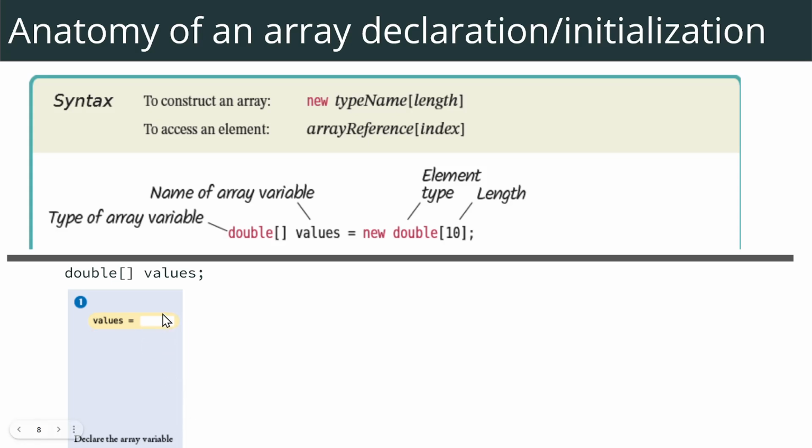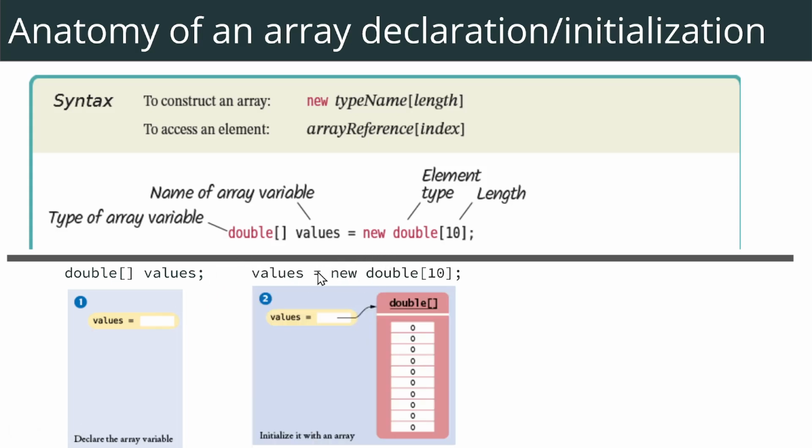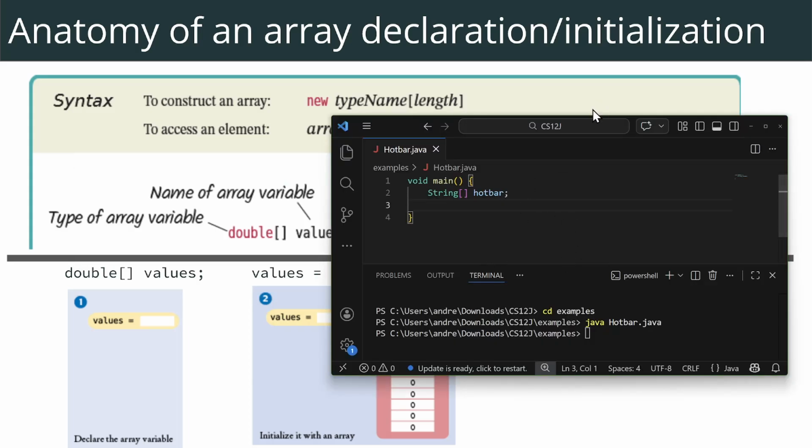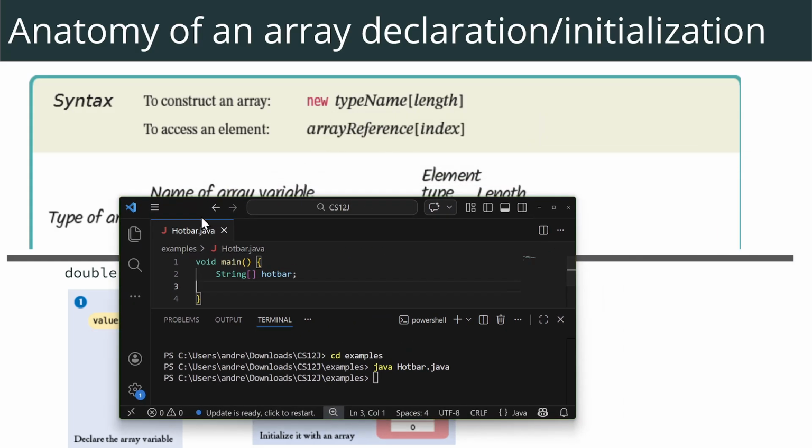In this case, if we were to allocate 10 items, then on the right side of the equal sign, we would put this command here. This new double 10 is telling Java to allocate memory for 10 different doubles. But in this case, I'm going to use a string, just because we were probably tired of numbers. So let me go here.